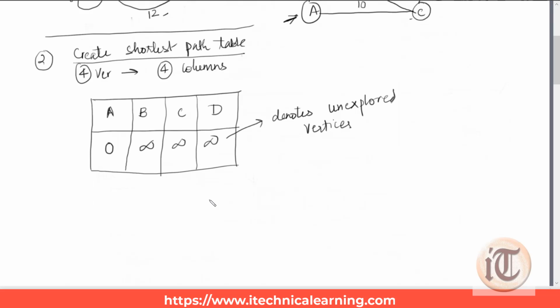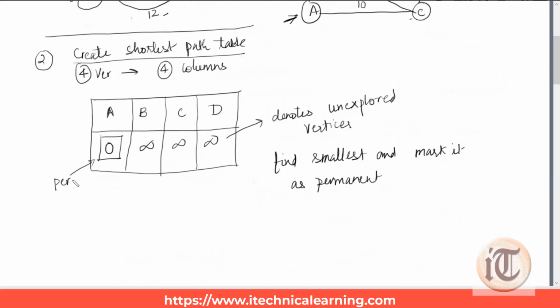Okay. Now among these entries, what we have to do is find the smallest entry. So you can take notes in your sheet so that you can remember these points. So find the smallest and mark it as permanent. Okay, so we can see we have 4 entries, 0 and 3 of them are infinity. Among them 0 is smallest, so we have marked it as permanent. By showing the rectangle, we are making it permanent.